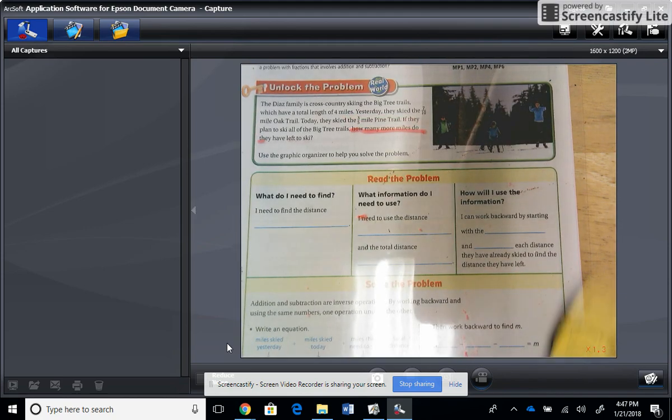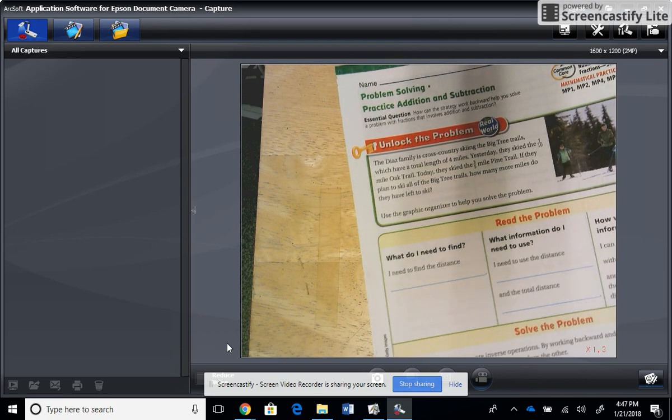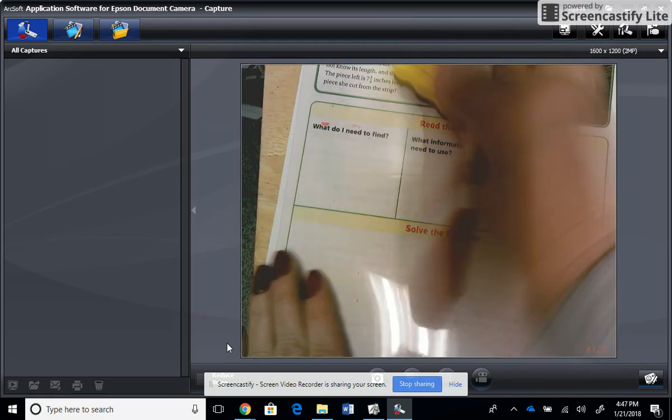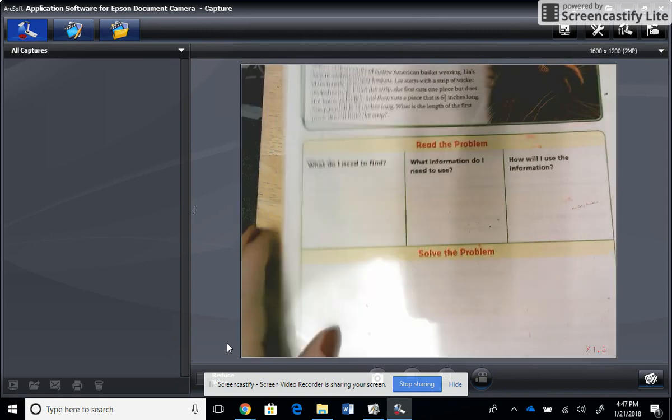So that was fun. All right, guys, let's do another problem-solving one. So you're going to take the information you know. So let's look at this one.